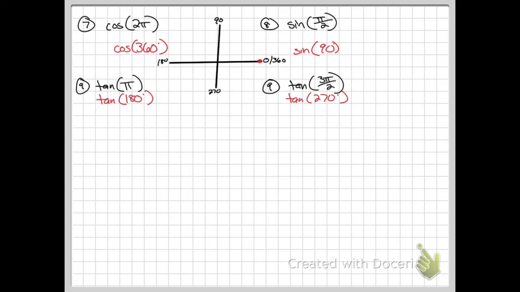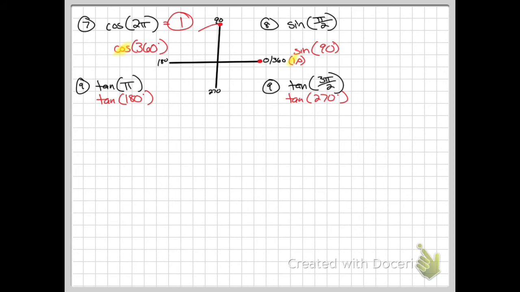So cosine of 360. Let's label our axes like we've been doing, right? 0, 90, 180, 270. Back around is 360. So cosine of 360 wants to know the x value right there. Remember, it's on a circle. We don't draw the circle, but that's right 1 up 0. So that's the point 1, 0. So cosine is x, because c comes before s in the alphabet, x comes before y in the alphabet. Cosine of 2 pi, or cosine of 360, is 1.